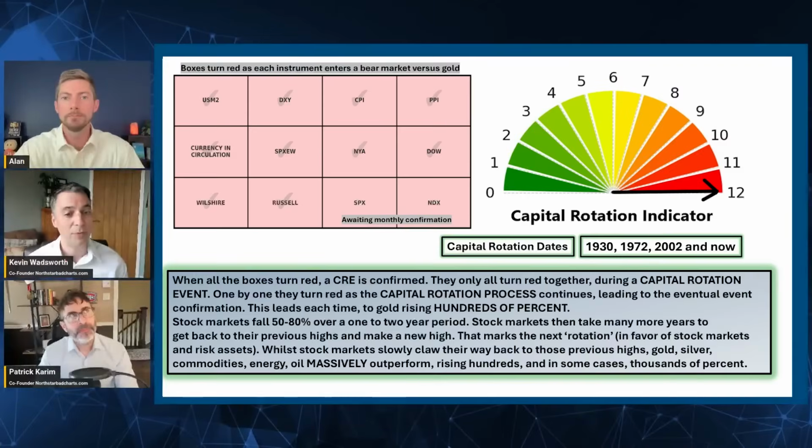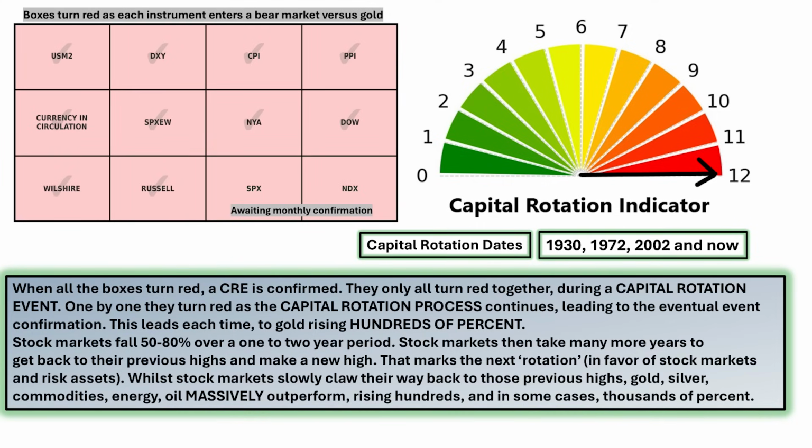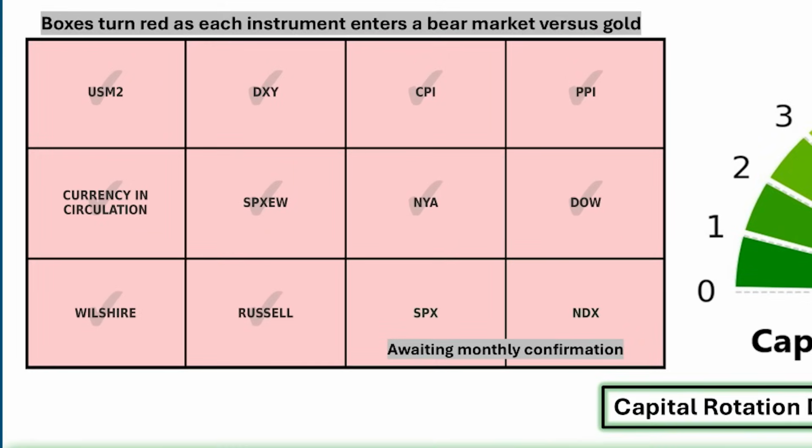Yeah. And it also helps you with your trades as well. This is the capital rotation indicator. If you're looking at this on a small screen, you'll see a sort of matrix in the top left-hand corner there. And what's in those red boxes is money supply, which is in a bear market, US money supply versus gold. DXY is in a bear market versus gold.